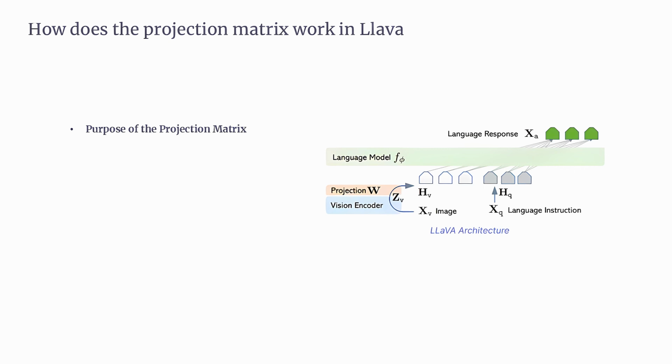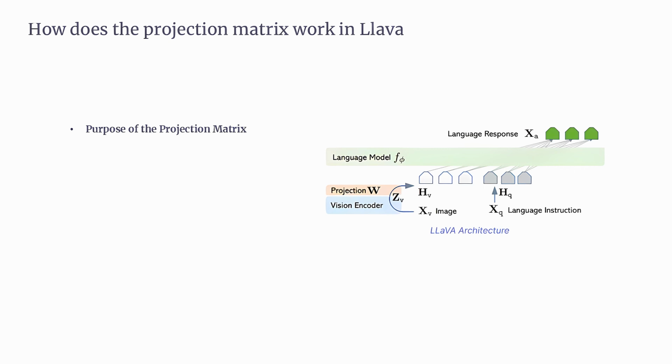Since images and text are fundamentally different types of data, they exist in separate spaces. Visual features are quite different from textual representations. The projection matrix transforms the visual features into a format that the language model can understand. This way, the model can process both image and text inputs together in a unified manner, making it possible for the system to reason about and generate responses based on both types of data.